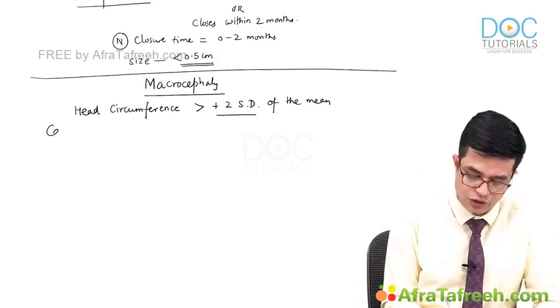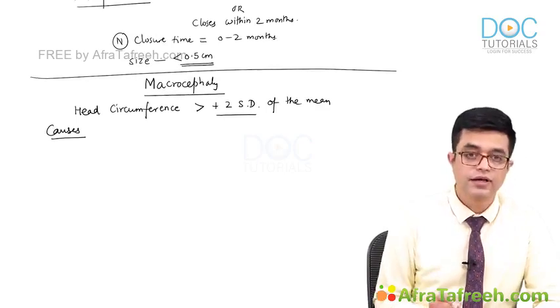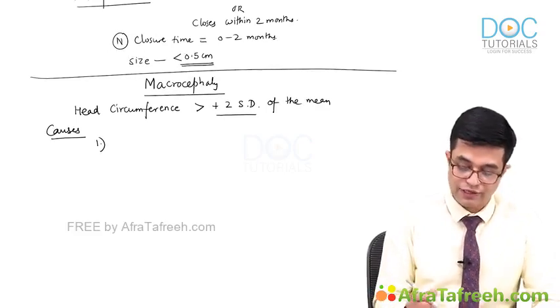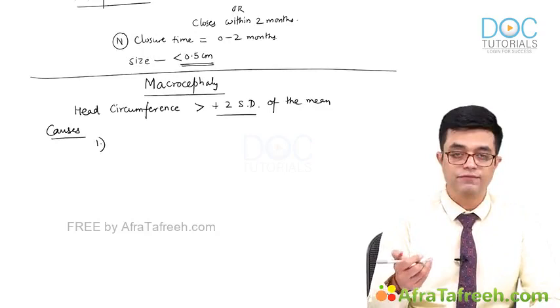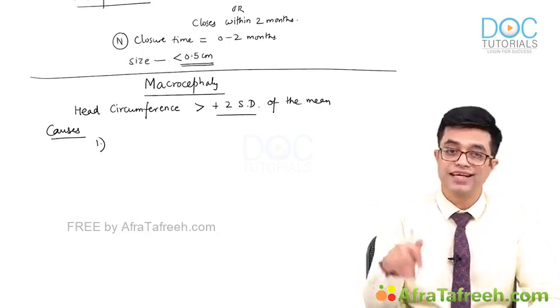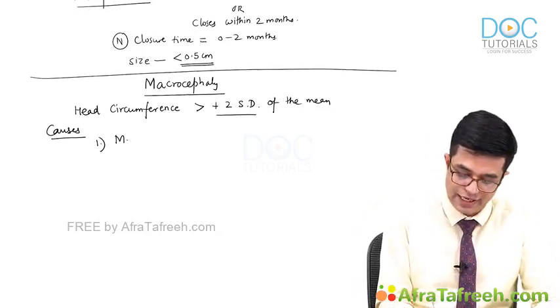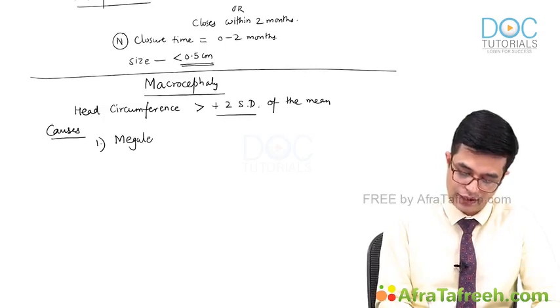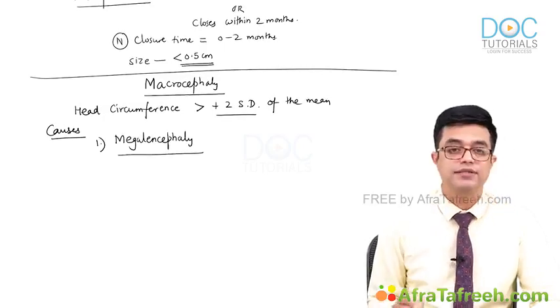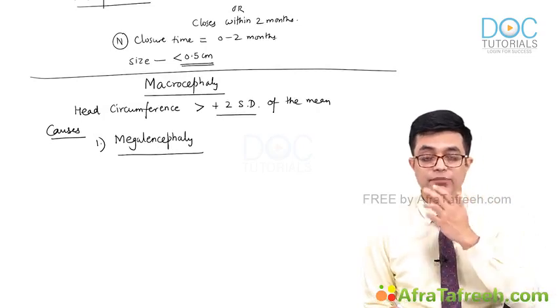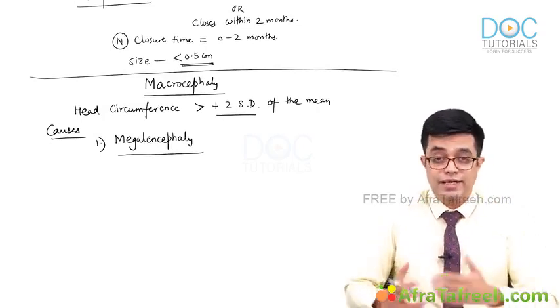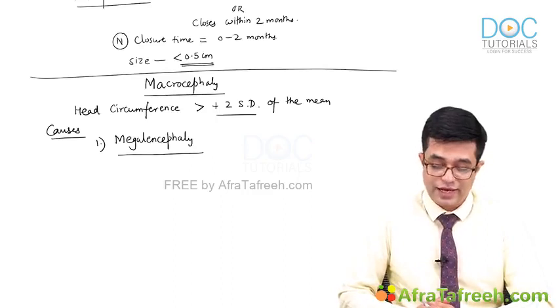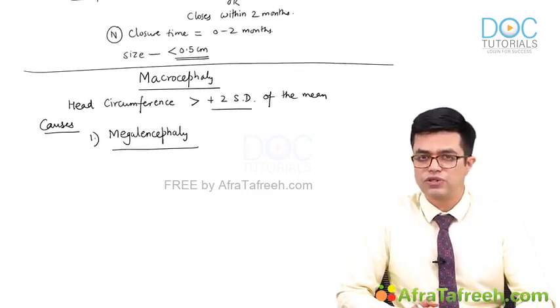What are the common causes of macrocephaly? First of all, macrocephaly, a large skull, large circumference, can be due to a large brain. We call it megalencephaly. The underlying brain is big in size, so the head is big in size. So an underlying big brain does not mean it is a very intelligent child. Some of them may actually have some degree of neurological dysfunction.